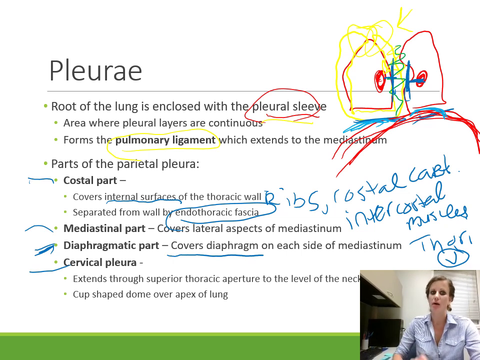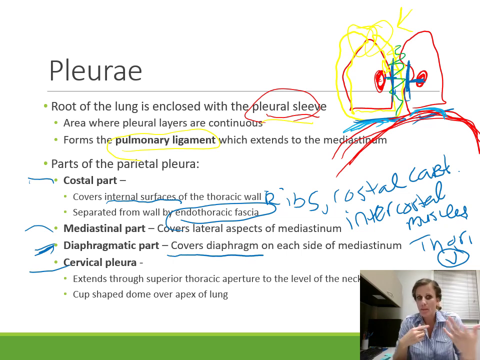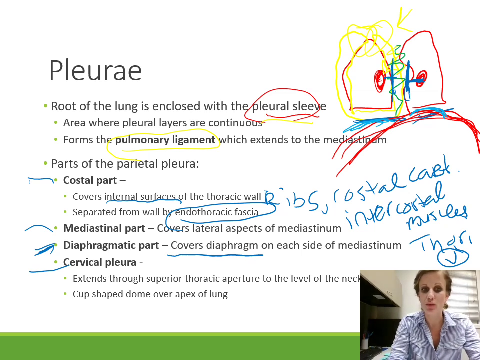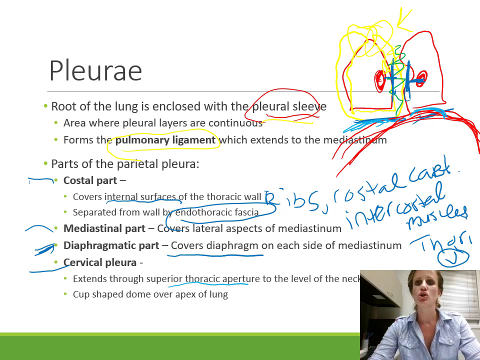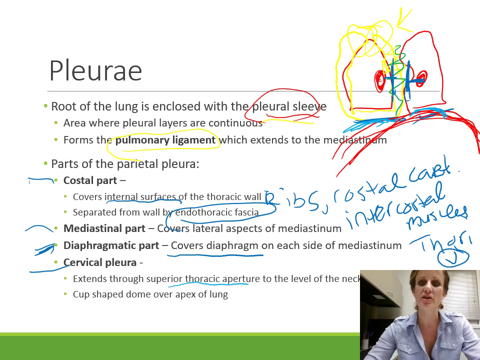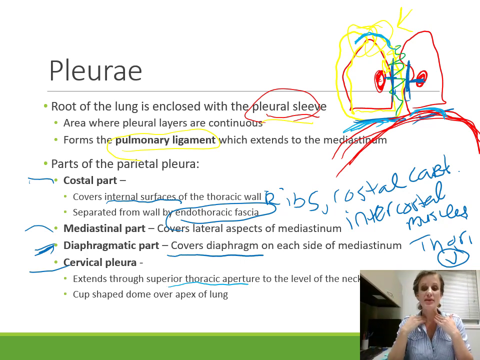Finally, the cervical pleura. The cervical pleura actually extends up out of the thoracic cavity, or out of the thorax itself, and into the neck. So the cervical pleura extends up through the superior thoracic aperture, which remember is like this passageway right here between the thoracic cavity and the neck. So the cervical portion of the pleura extends through that superior thoracic aperture, and it goes up into the neck to about the level of the first rib.